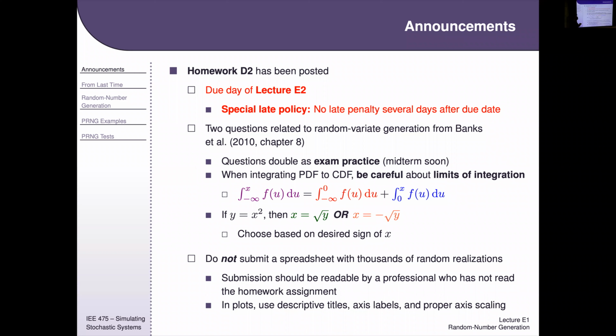If you haven't taken a look at it, there are two questions related to random variate generation. So the C homework was random number generation. Random numbers we define as uniformly distributed random variables between 0 and 1. We shorten that to say random number. A random variate is more general than that. So there are two questions for that.